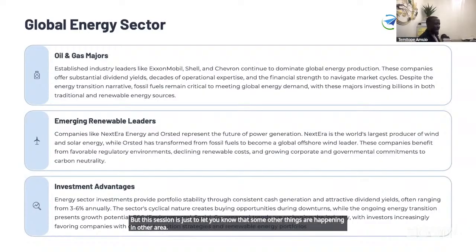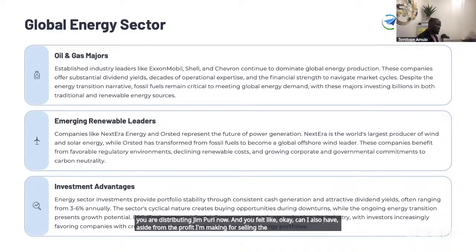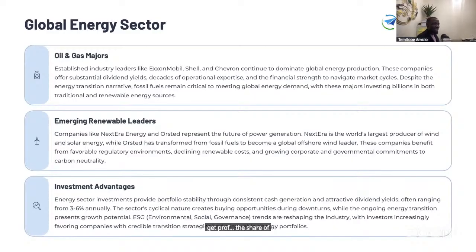The reason we brought this initiative into play is that we want you to begin to use your money to achieve a lot of opportunities. While you are running your normal distribution company, you can also have shares in companies that you can't start. Take, for example, you are distributing Jimpori now, and you feel like, aside from the profit I'm making from selling the product, can I also invest into the company, assuming Amugold is listed on the stock exchange? So you can buy Amugold shares and begin to get a share of our profit, aside from the profit you get for selling our product. That's just a simple way it is.